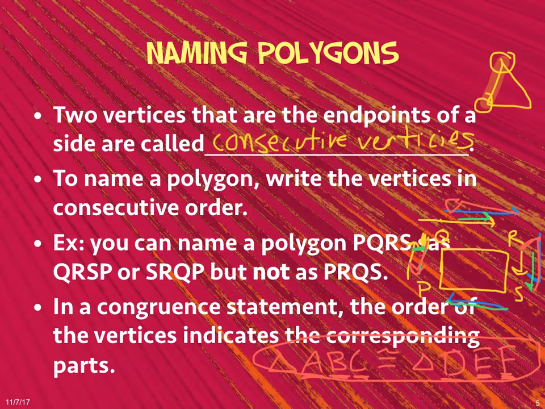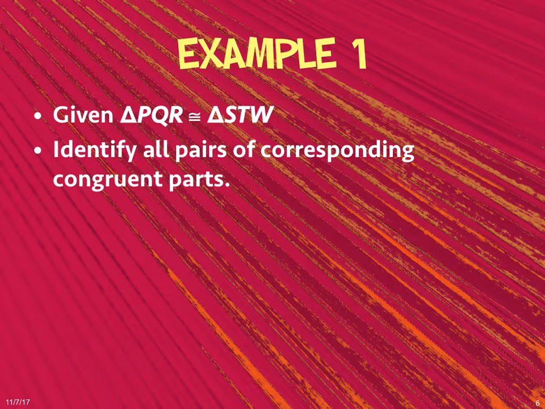So now we're going to look at some examples. Our first example, given triangle PQR is congruent to triangle STW. Identify all the pairs of corresponding congruent parts. So we have two triangles here. If it helps, draw out the triangles.